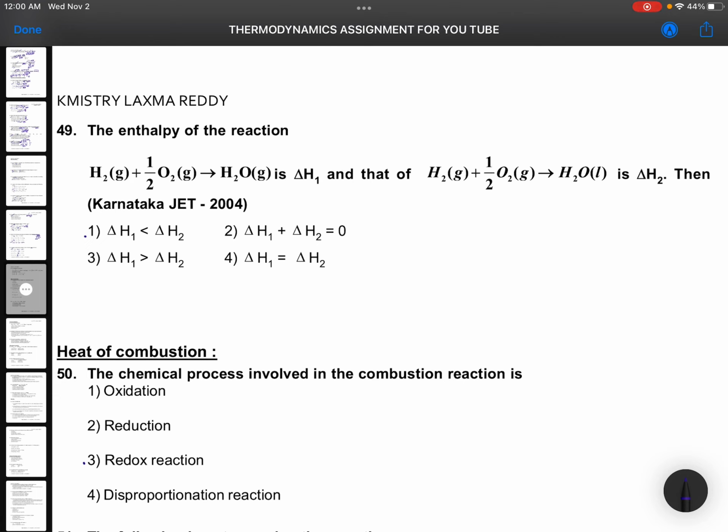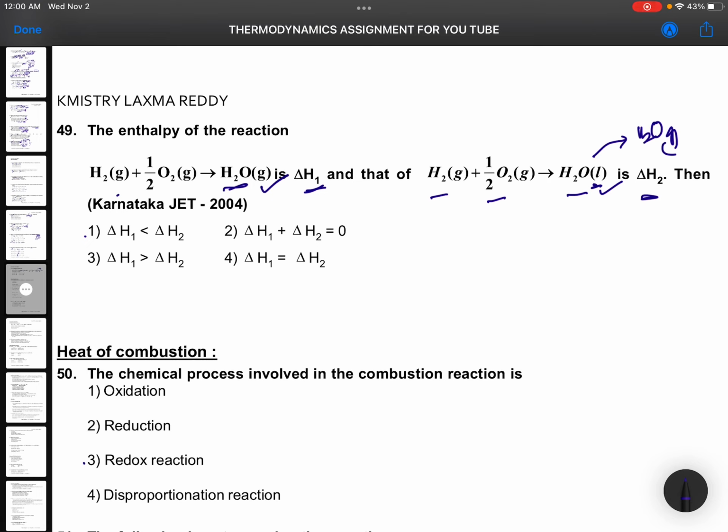Right? So the enthalpy of the reaction H2 plus 1/2 O2 gives us H2O, delta H1. H2 plus 1/2 O2 gives us H2O, this is gas and this is liquid, delta H2. See, here only liquid is formed and here liquid you need to go to gas. So here some amount of more energy is required from liquid to gas.